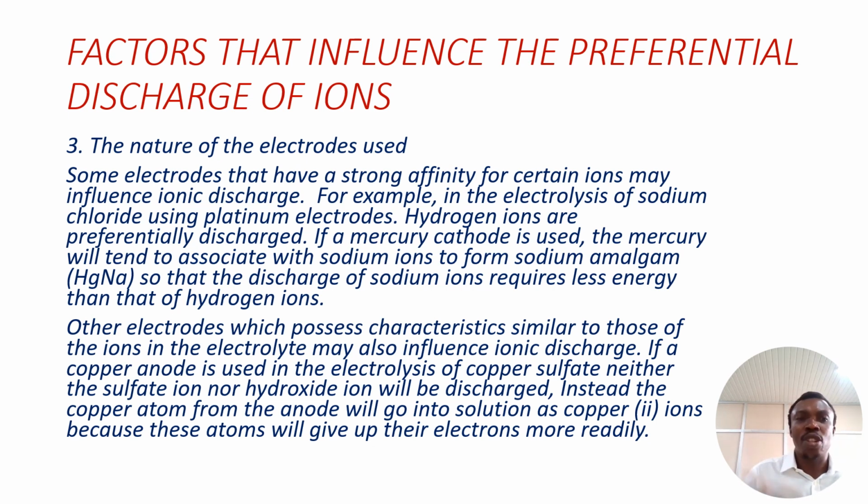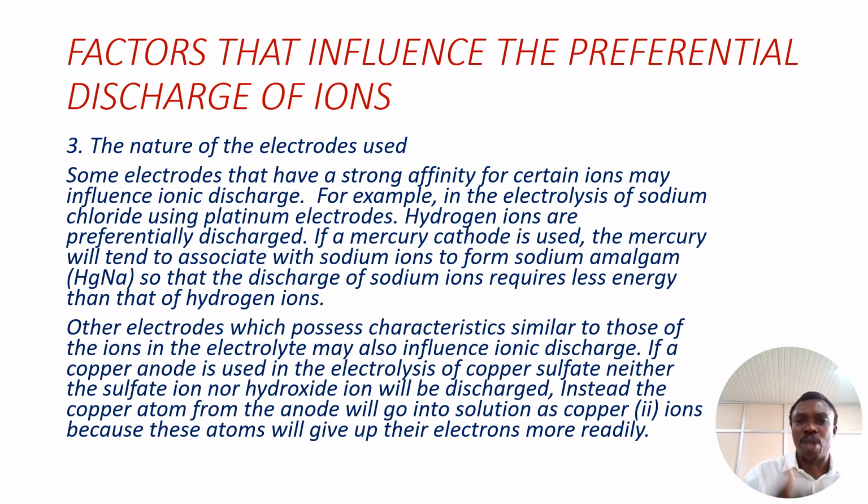For example, in the electrolysis of sodium chloride, if we use platinum electrodes, there will be competition between sodium ions and hydrogen ions. Hydrogen ions will be preferentially discharged. But if we use a mercury cathode instead of platinum, sodium ions will be preferentially discharged because the mercury will tend to associate with sodium ions to form sodium amalgam, so that the discharge of sodium ions requires less energy than that of hydrogen ions.